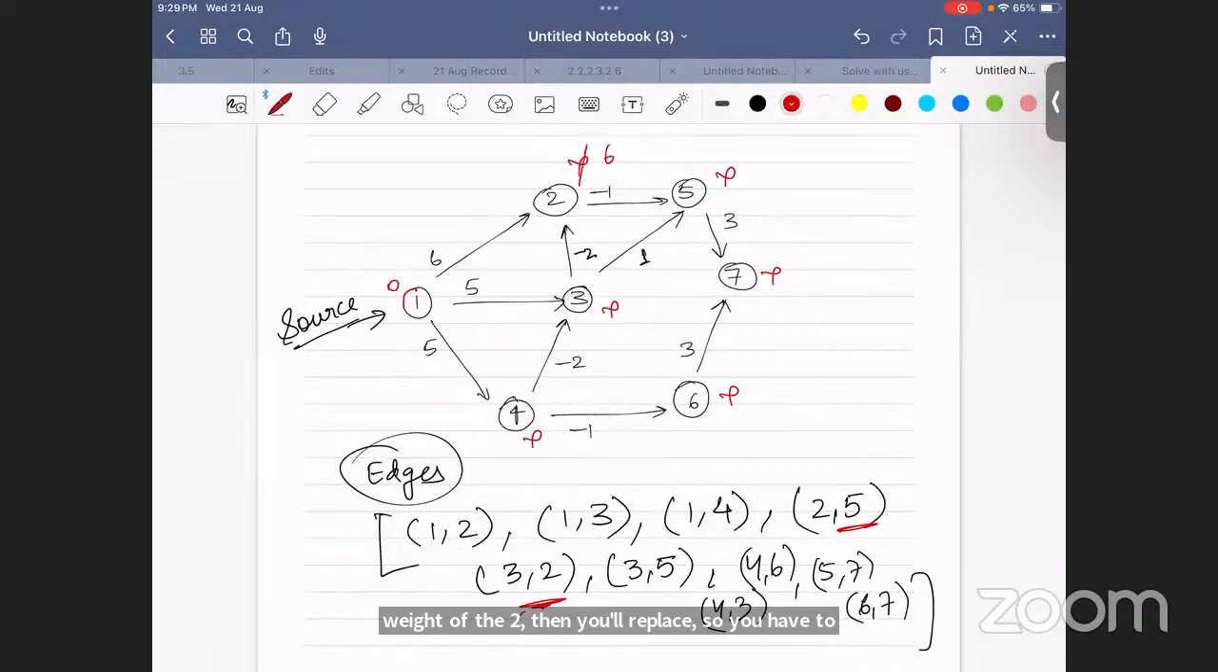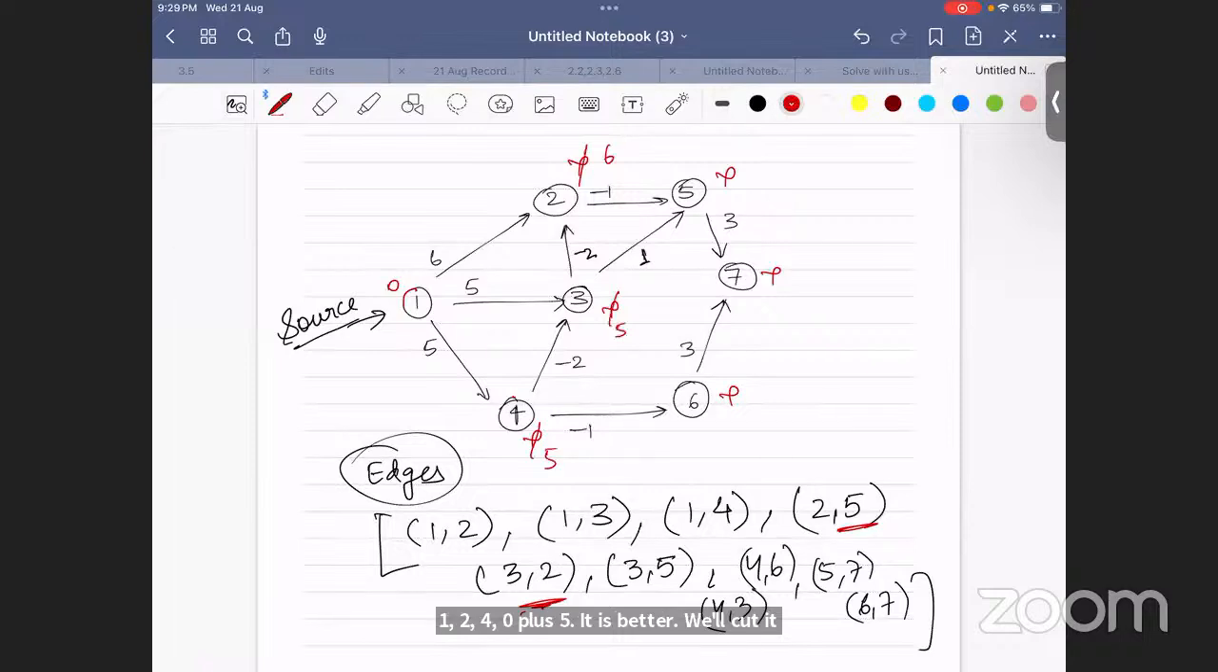Okay, 1 to 3 now. For 1 to 3, you can just think of 0 plus 5. 5 is better than infinite, right? You have to choose the minimum value, right? So you'll cut it. 5 is the limit. 1 to 4 now. So where is 1? Here. 1 to 4, 0 plus 5. It is better, so you'll cut it.